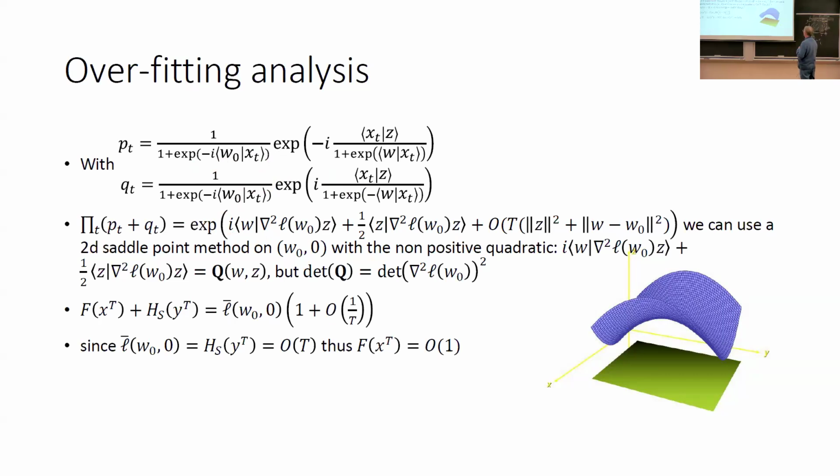The saddle point method applies even when the quadratic is not the kind of quadratic we have with the usual saddle point method. And you can detect that the determinant of this quadratic form is exactly the determinant of the Laplacian. So you can apply the saddle point method if we believe in this.